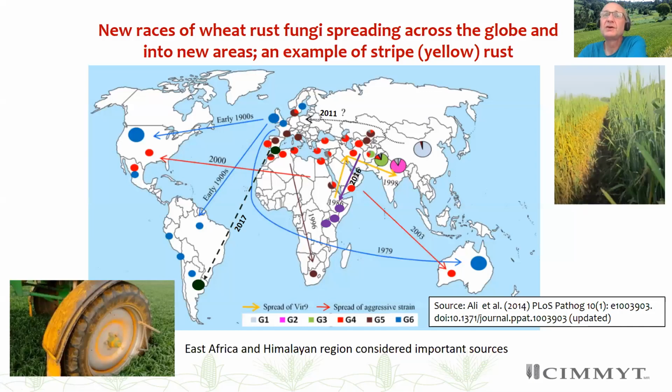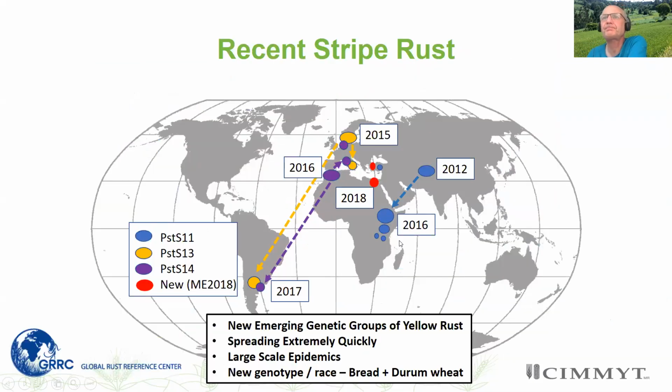For yellow rust, we've got far more information, and really thanks to colleagues at the Global Rust Reference Center in Denmark, but also the Turkey ICARDA lab in Izmir, generating really good information now on yellow rust. This just gives an overview of how mobile the yellow rust races are, and the spread. Basically, it's global spread, and this trend seems to be increasing over time.